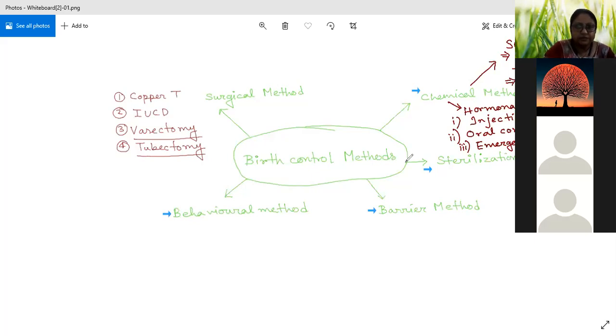Okay, now let us talk more about the procedure of sterilization. Sterilization means removal of gonad. Obviously, if the primary reproductive organ of male or female is removed, that is testes or ovary, a person will definitely be sterilized. That means the person will not be able to reproduce. But do you think it is a preferable method? One should go for this method.